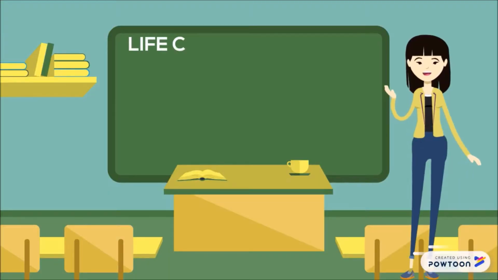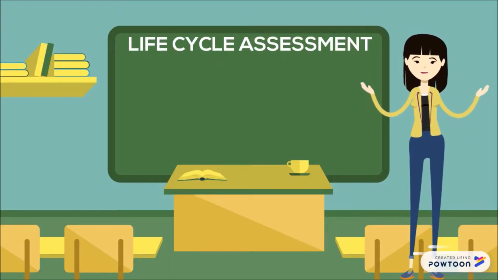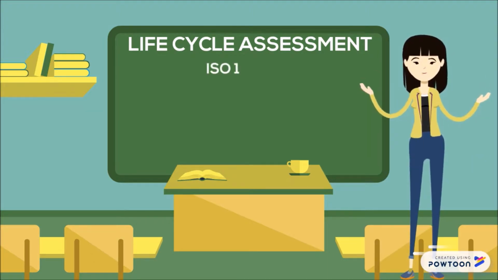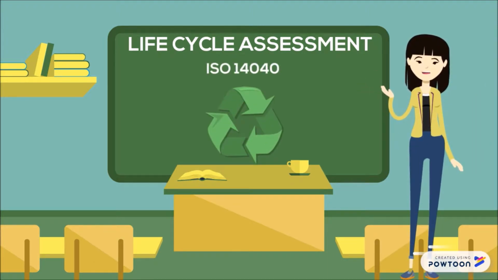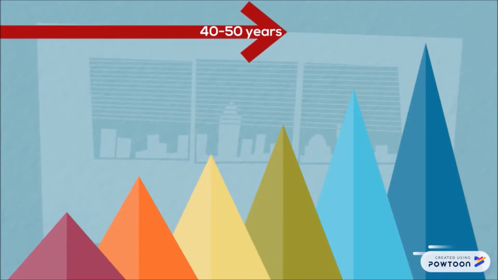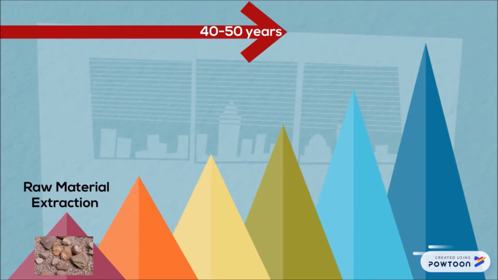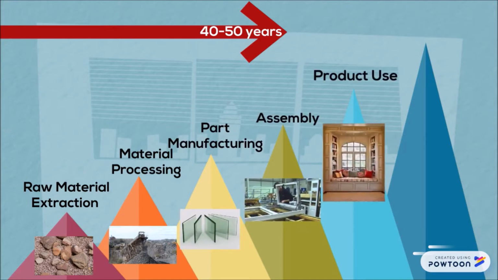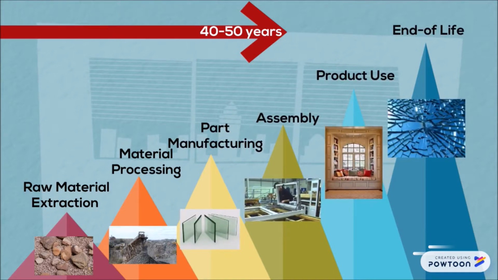Life cycle assessment, LCA, is an internationally accepted life cycle thinking method based on ISO 14040 to quantify the environmental impacts of a product throughout its entire life cycle. Typically, the lifespan of a window is 40 to 50 years. This includes raw material extraction, material processing, part manufacturing, assembly, product use and end of life.